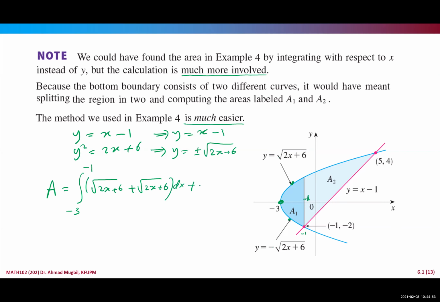Plus the integral now from -1 to where this is upper, this is lower, upper, the same. So from -1 up to where, what is this point? What is x here? It is 5. To 5 for the upper, which is this one, minus the lower, which is this one.